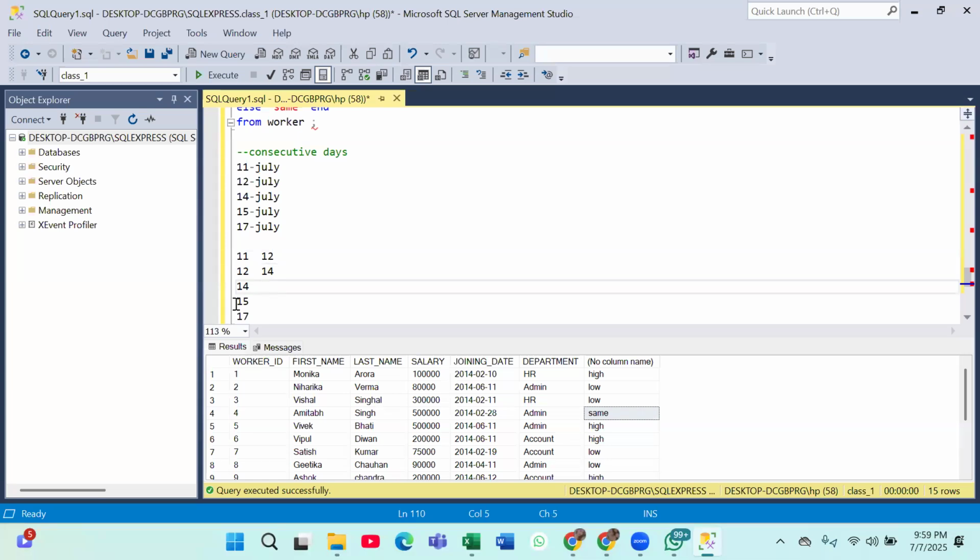Yes. And here it will be 15. Here it will be 17. And here it will be none. Now what will your case condition be? Very important question. These types of questions can also be asked in interviews, consecutive days. And with the help of this, you can build a lot of logic.